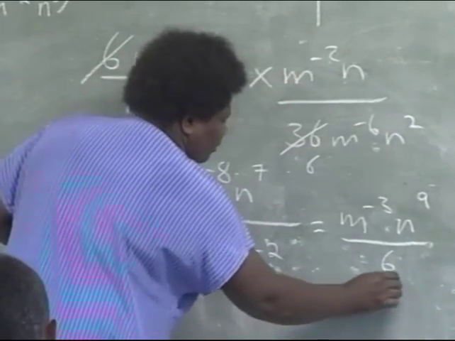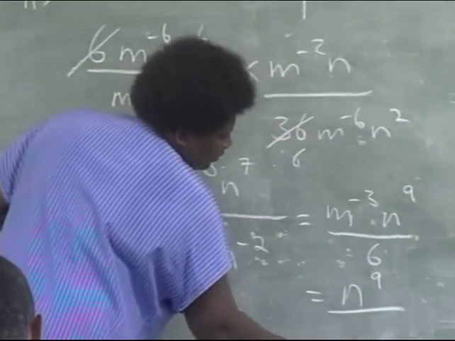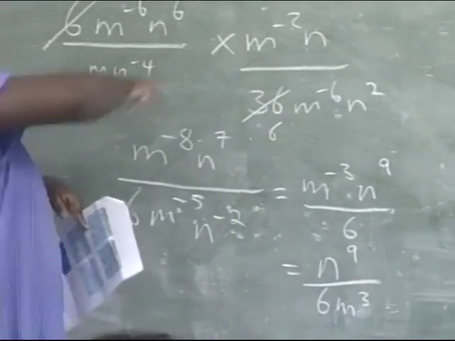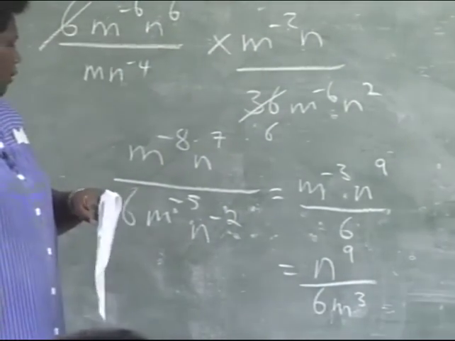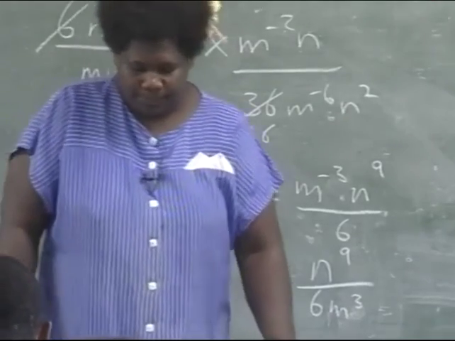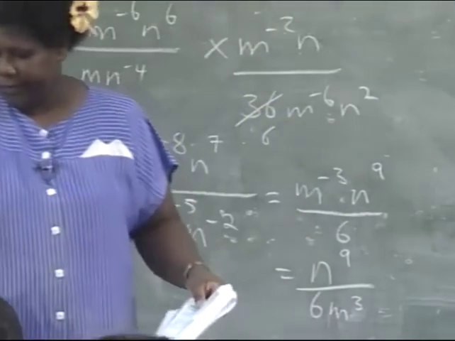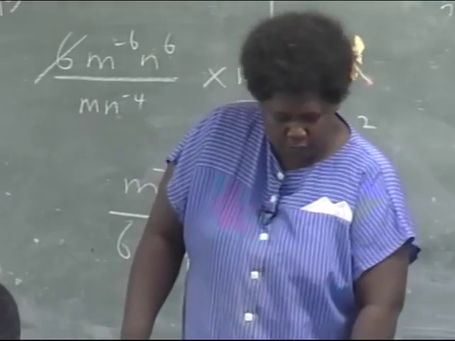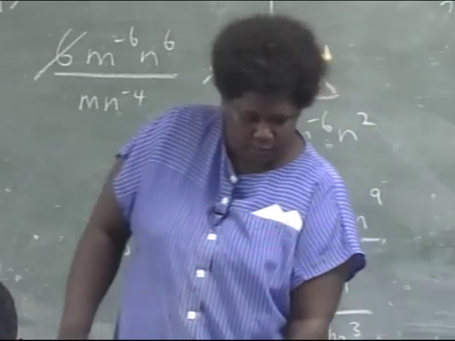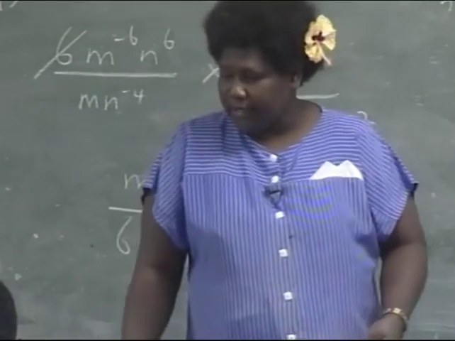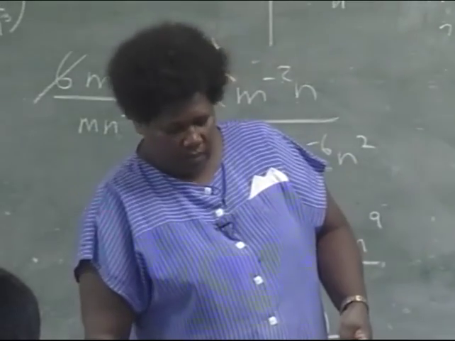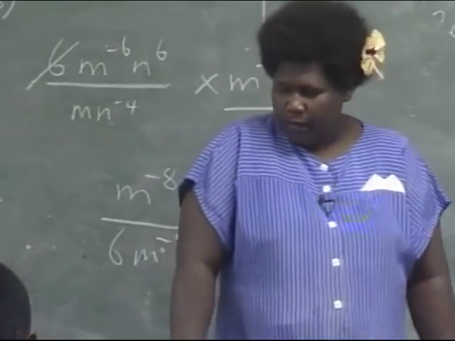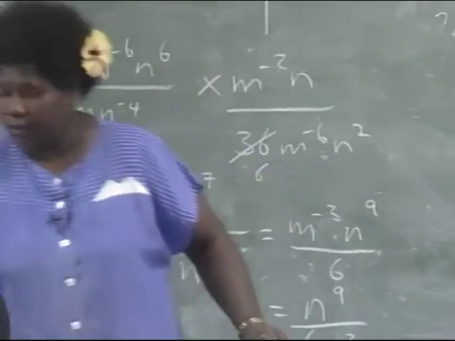So n to the power of 9 over 6m cubed. Isn't that what he said? Oh, he said 5 here. So it should be m cubed. Okay, we'll have to stop here. What I'm going to do is go through the next lot of questions next lesson. I'll just give you the answers because we don't have time, and then we'll continue with our next lesson.